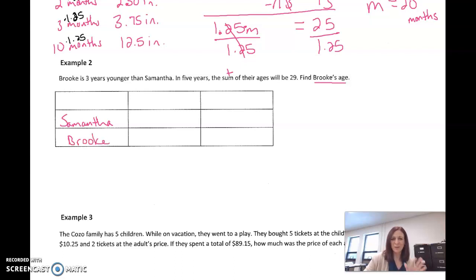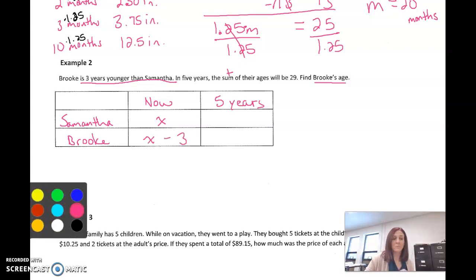But you'll notice I'm leaving this first one blank because I'm going to talk about their ages right now, and then I'm going to talk about their ages in 5 years. Sometimes a table like this can help us. We don't know how old Samantha is, so I'm going to call her age x. But I know Brooke is 3 years younger than Samantha. So if Samantha's 7, Brooke is 4. If Samantha's 13, Brooke is 10. Brooke is whatever Samantha is minus 3.